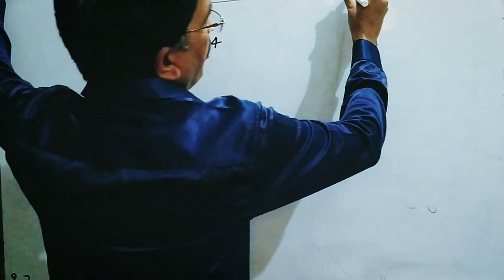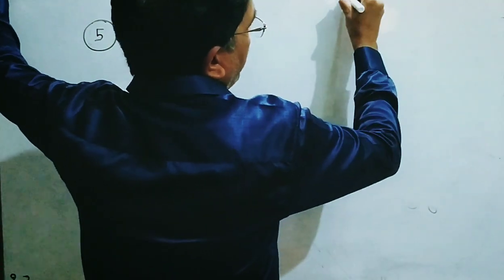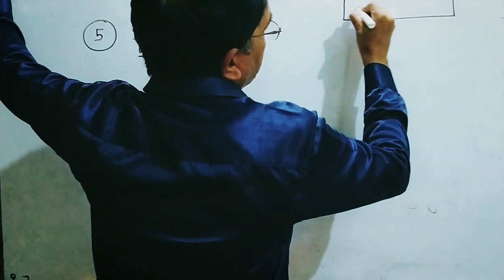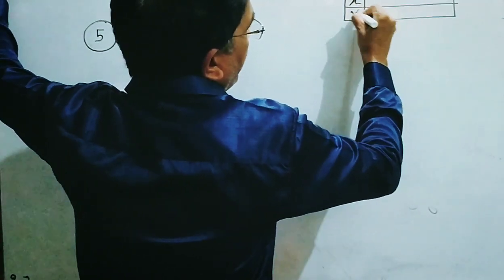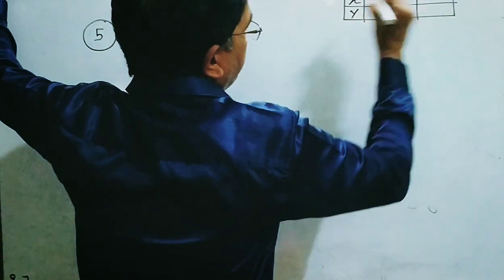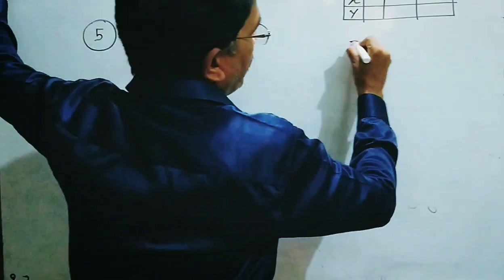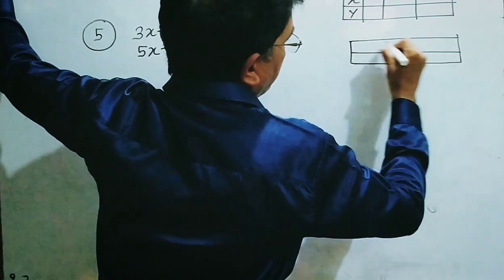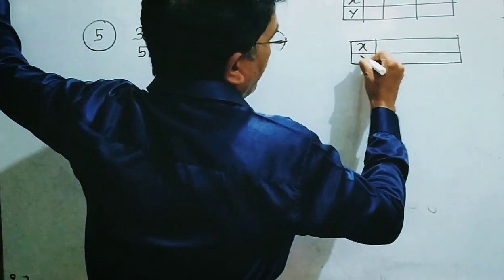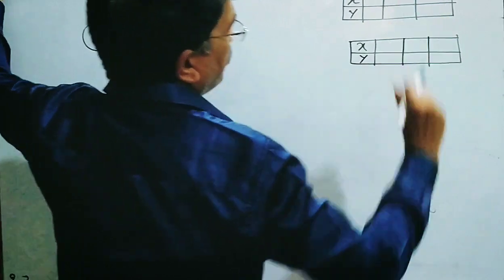So first you draw two tables. One table is this: here you write x and there y, with a minimum of 3 values. And the second table is here: you write x and y, again with a minimum of 3 values.